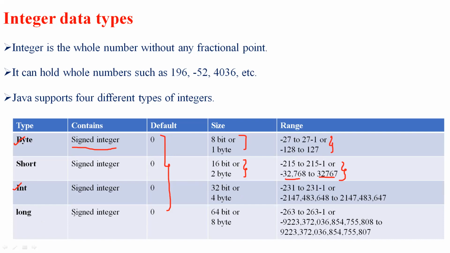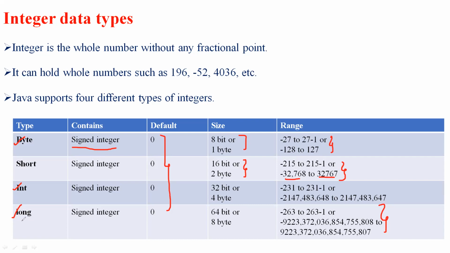So next we have a long. It takes a long integer value. The size of a long is about 64-bit or 8 bytes. So these are the 4 different data types which are supported by integers.